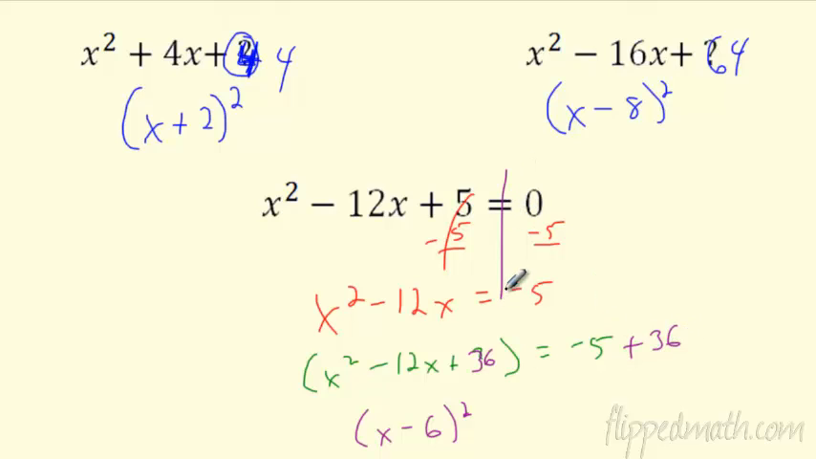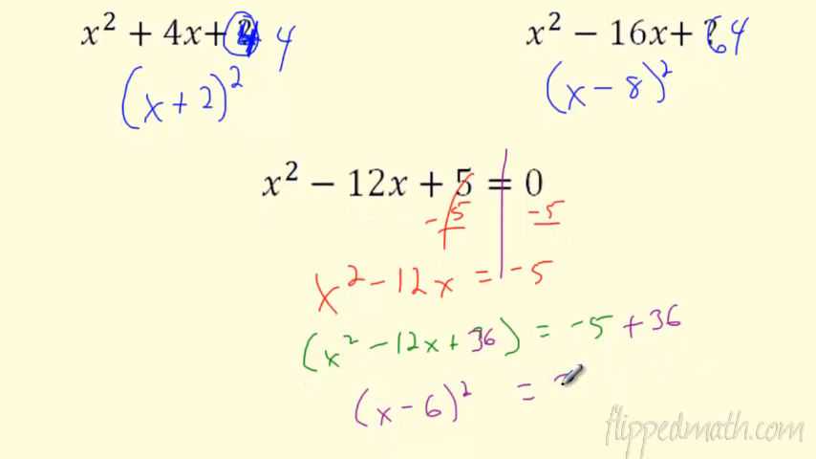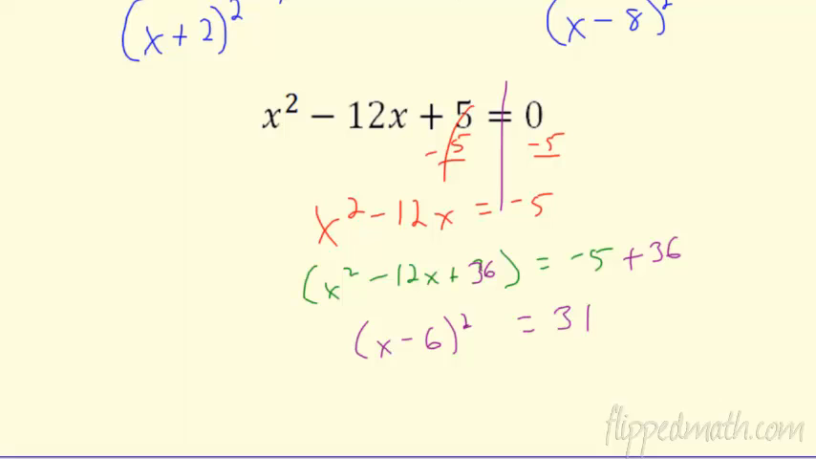Remember, this is an equal sign. Whatever you do to one side, you got to do it to the other. So I added 36 to the left side. Just add the right side, and it's still equal. No problems. So what happens on this? Negative 5 plus 36 is 31. Now this is my equation I have to solve here. So we completed the square just for the fact that now we can solve it.